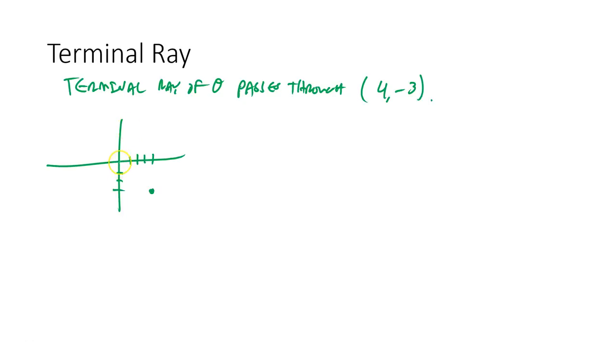Okay. So the terminal ray of an angle, that means that the ray passes through there. What they're saying is that you have a theta that starts at standard position, and it goes all the way around to that point. And then what they might ask for is find the sine and cosine. Okay. So find sine of theta and cosine of theta. And you could find tangent, cotangent, secant, cosecant, all those things as well.